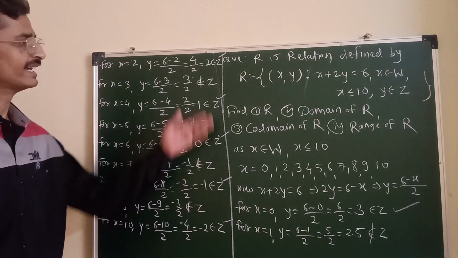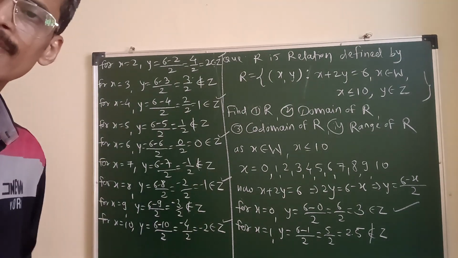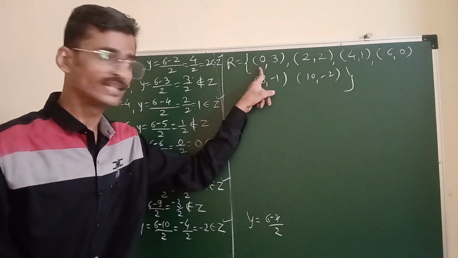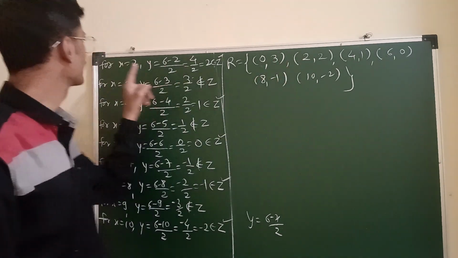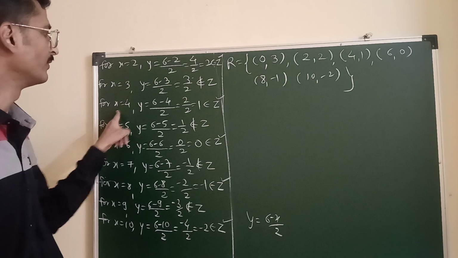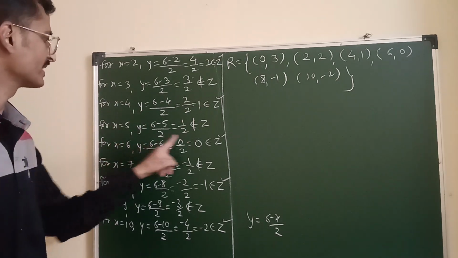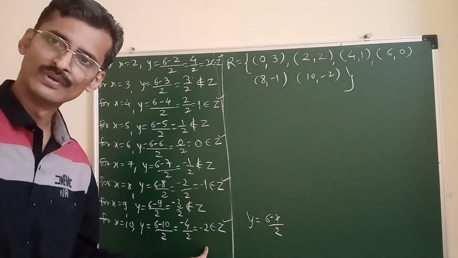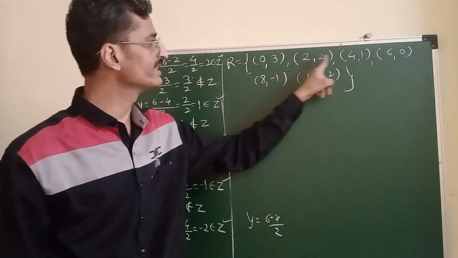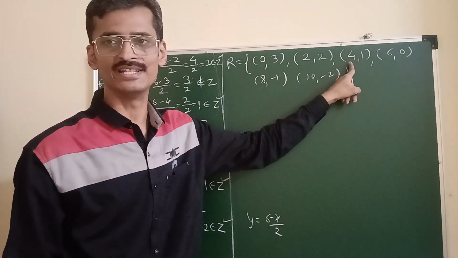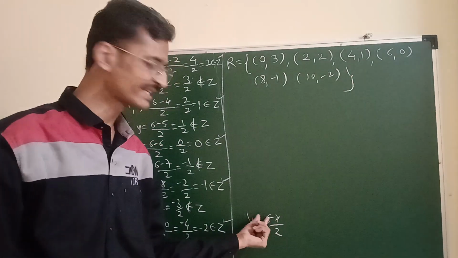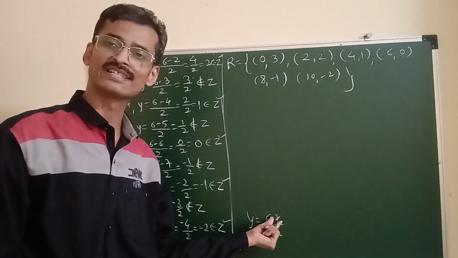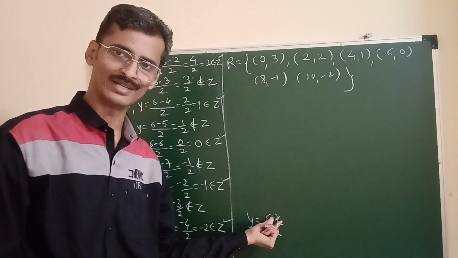So let us write R, which satisfies the given relation. R: first write (0, 3), then (2, 2), then (4, 1), then (6, 0), then (8, -1), and (10, -2). That means when x is even, y is an integer, because (6 minus x) upon 2 must be an integer. That is possible when x is an even number, not an odd number, right?